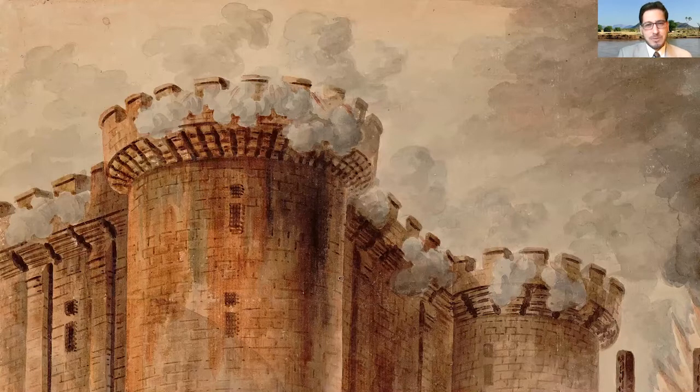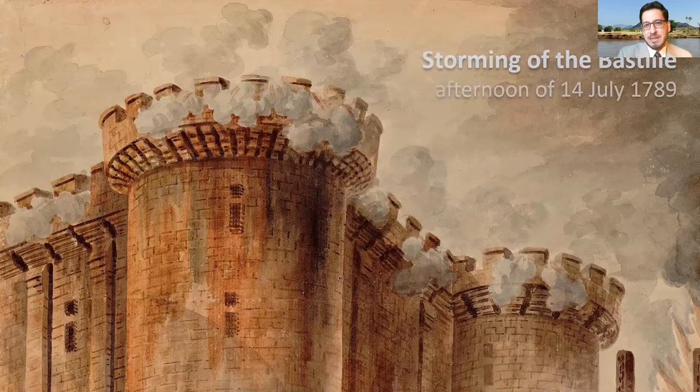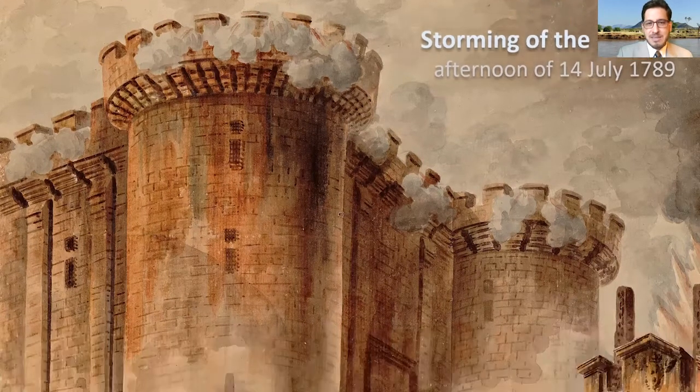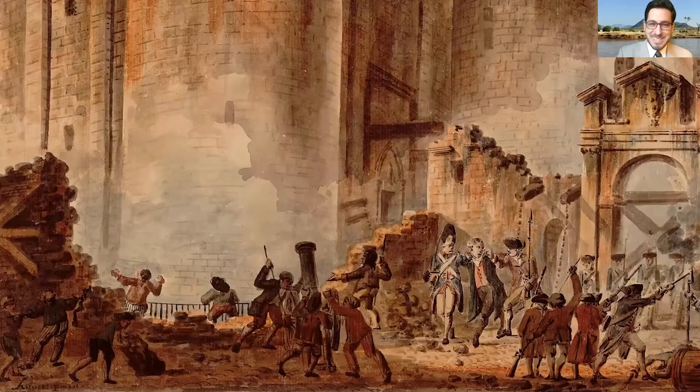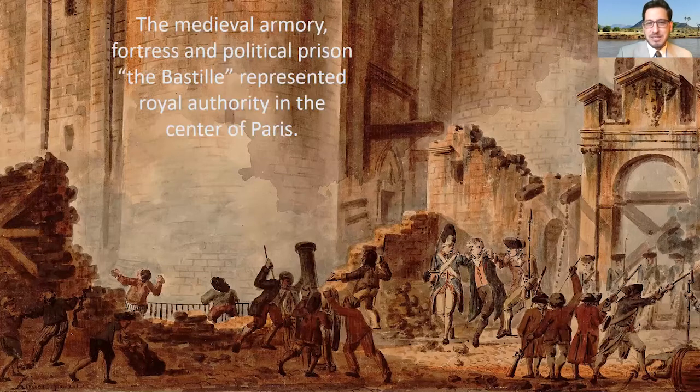A symbol is always a little thing, but it represents so much. And that is the storming of the Bastille. Days later, in the afternoon of July 14 of that year, some guards, or some people, or some followers of the commoners decided to attack a prison. This castle was a prison.